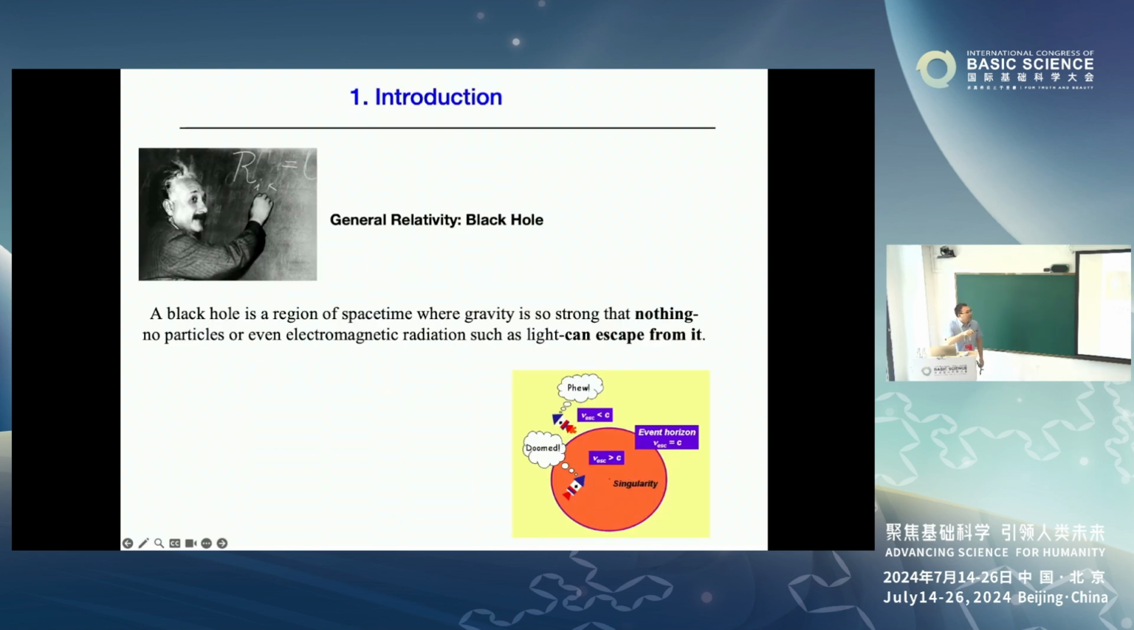Okay. As we know, a black hole is a prediction of general relativity. So what is a black hole? A black hole is a region of space-time where the gravity is so strong that nothing, no particle or even light, can escape from it. It has a boundary which we call the event horizon.